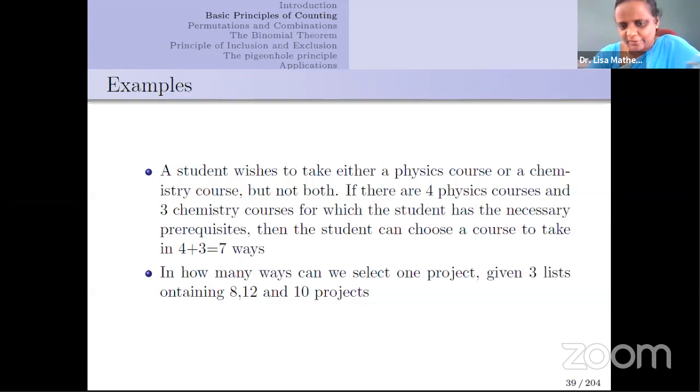Now how do I find it? Again, I'm going to use the extended rule of sum, and so I get 8 plus 12 plus 10. I think that adds up to 30.